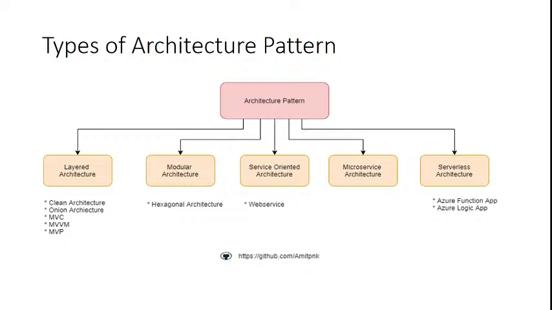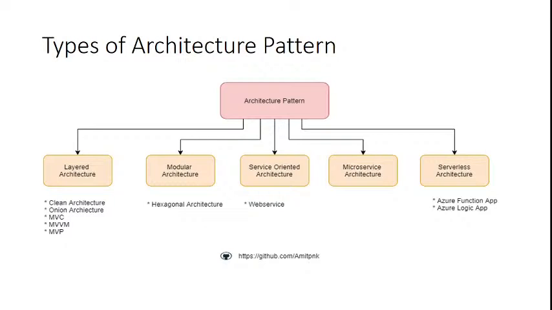So here it comes: clean architecture, onion architecture, or MVC, MVVM, MVP. All of this comes in layered. So layered is, or you can say previously it was also known as n-tier architecture or n-layer architecture. So this is also known as n-layer or n-tier.